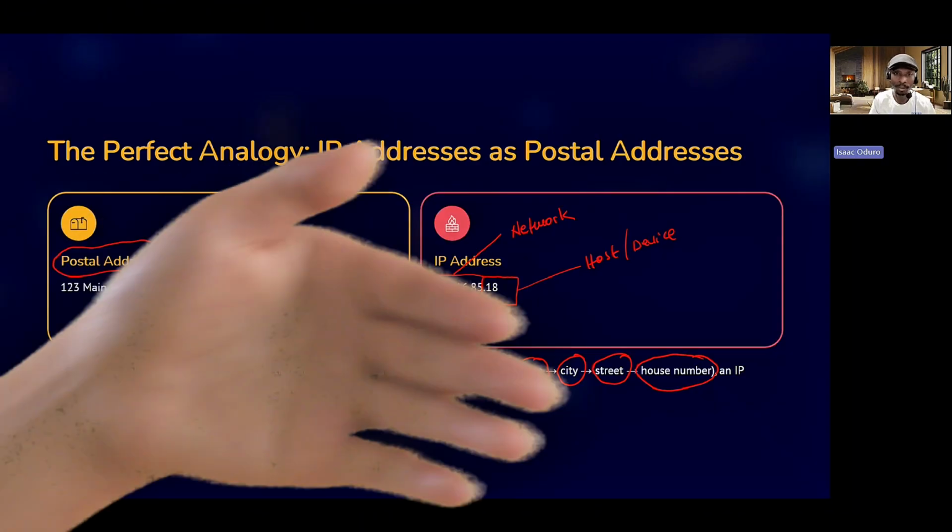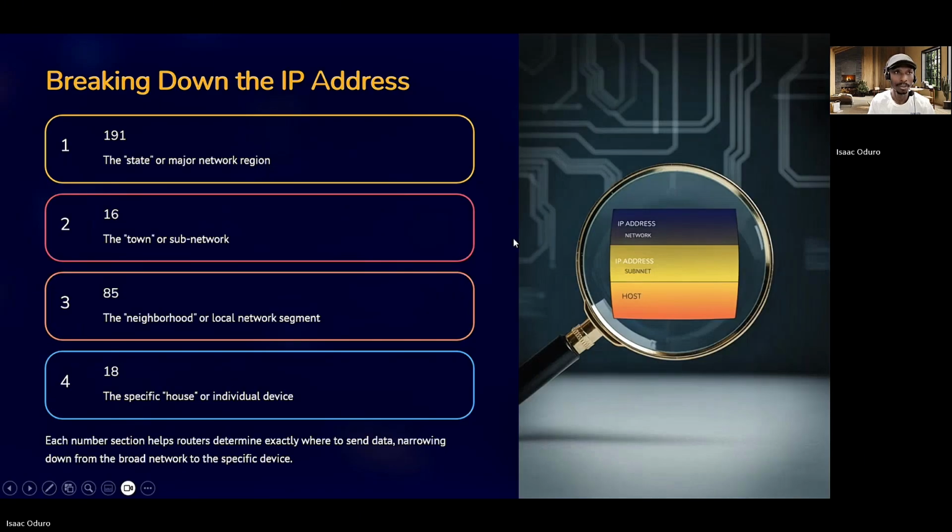On this matter, now breaking down the IP address, as I said earlier on, if you see 192, it's telling you the state or the major network region. That is the first part, so every IP address has 4 parts. The first part would tell you the state or the major region or network where it is connected. The second part would tell you the town or the sub-network. So if you have a bigger network like this, the sub-network would be like this.